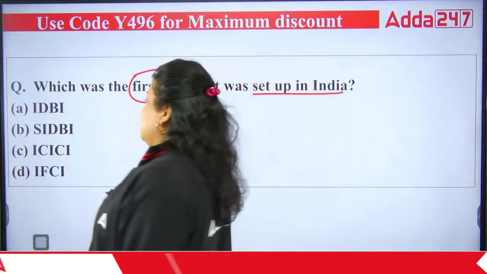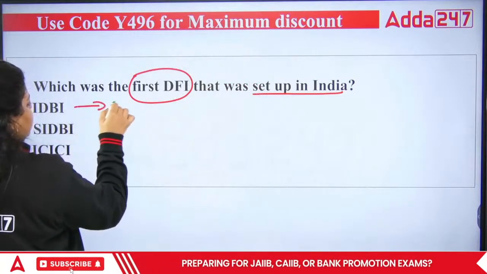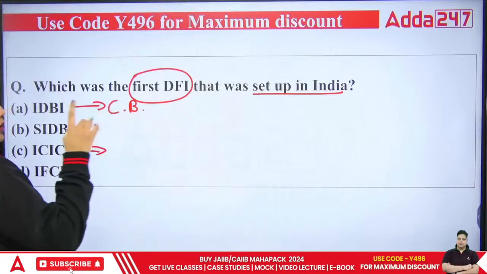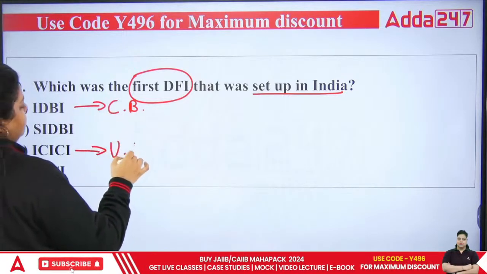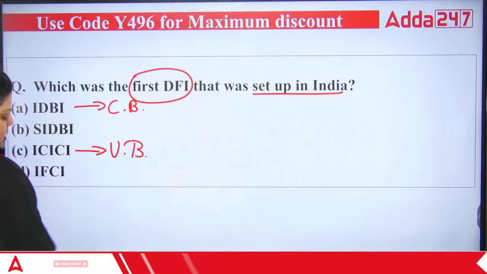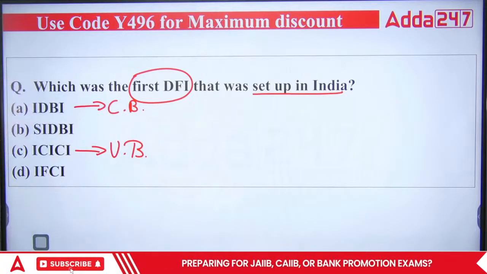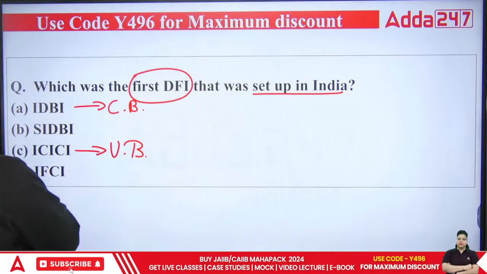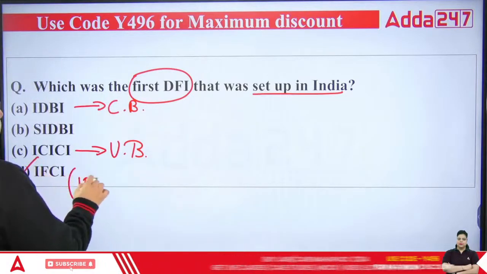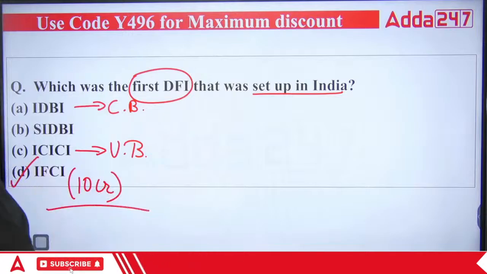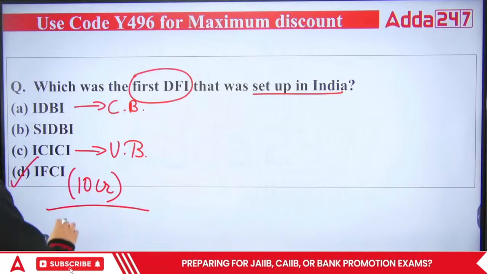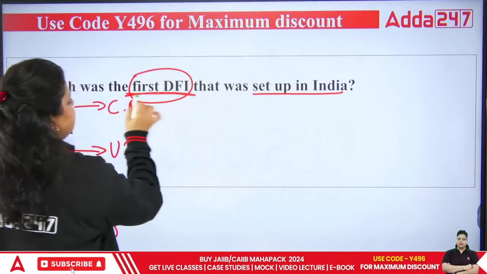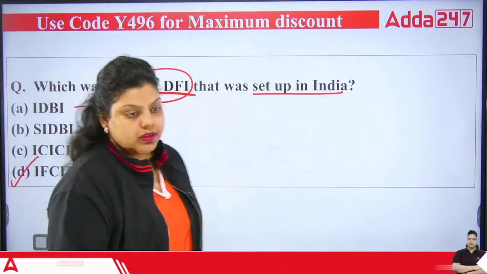ICICI and IFCI. IDBI used to be a development financial institution, now it is a commercial bank. ICICI used to be a development financial institution, it converted itself into a universal bank, and ICICI Bank was the first bank which introduced universal banking. So the right answer is obviously IFCI. With a capital of 10 crore, we started the IFCI. In which year? In 1948, after independence, and that's the first development financial institution we have.